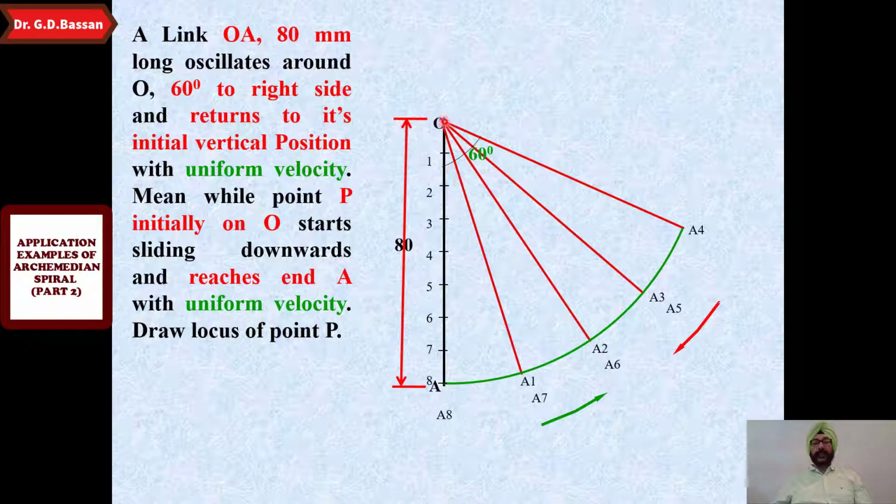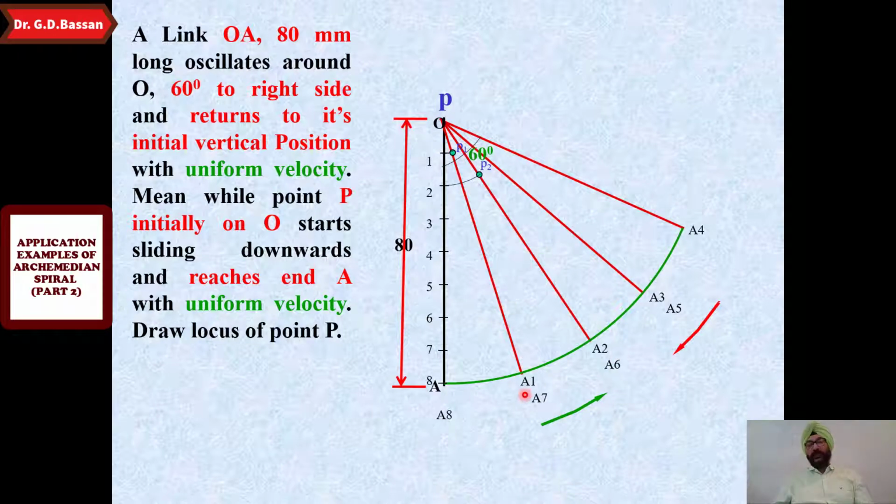Take center at O, radius equal to O to 1, draw an arc which intersects link OA1 at point P1. Draw an arc up to here. Now the same thing we have to repeat for the second point. Take center at O, radius equal to O to 2, draw an arc again to the O2 link, which intersects at point P2.